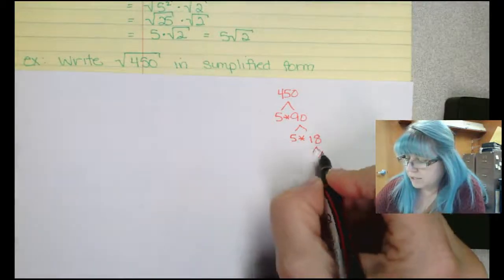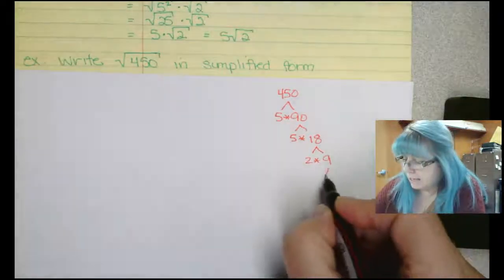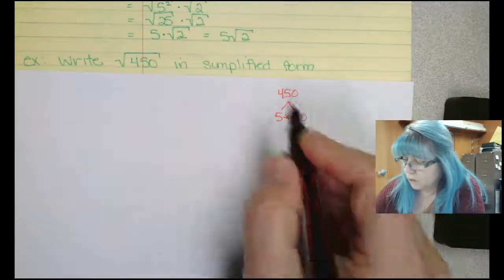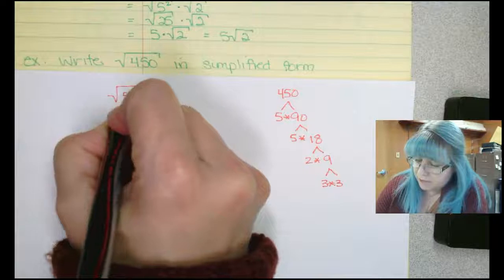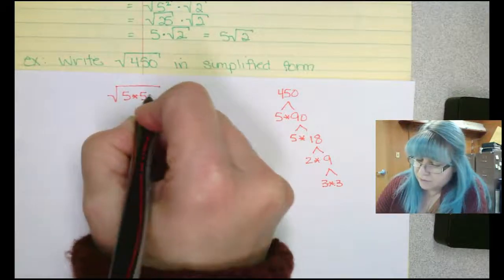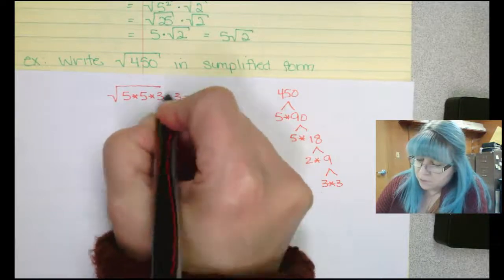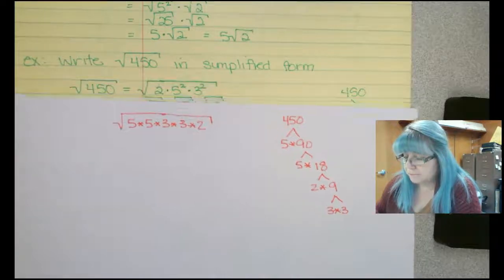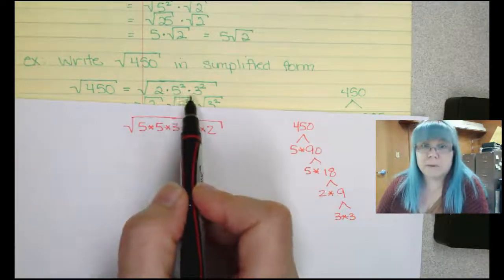There is a 2 that lives in 18, 2 times 9, and 9 can be broken up as 3 times 3. So 450 can be written as 5 times 5 times 3 times 3 times 2. But that also could be written as 2 times 5 squared times 3 squared.